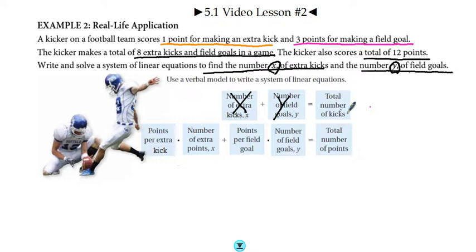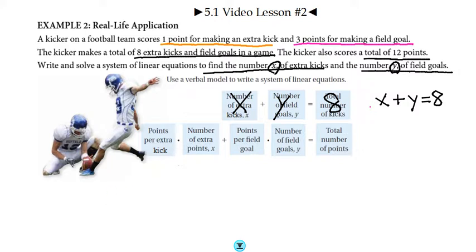But I do know the total number of kicks, and that was 8, because it says here the total number of kicks and field goals in a game is 8. So that will be 8. So we figured out the first part using this guide. It's x plus y is equal to 8 for our first equation. Because systems of linear equations should have 2 or more, and we only have 1, and we have 1 more equation to find. Now I'm going to change color and try to match each part with the guide.